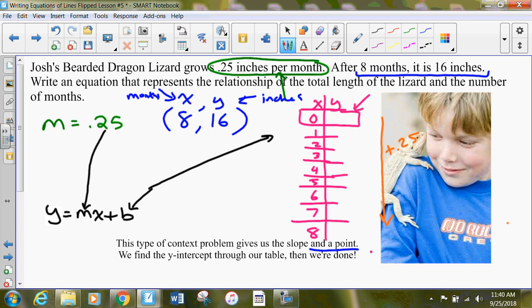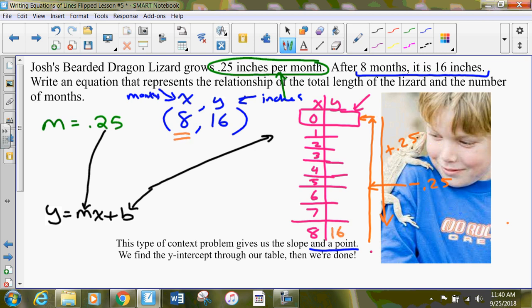But we want to move up the table. We want to work backwards so we can get to the y-intercept. So that means we're going to be doing the opposite of the slope. We're going to be subtracting 0.25. So let's start here down at 8. We know that when x is 8, y is 16.